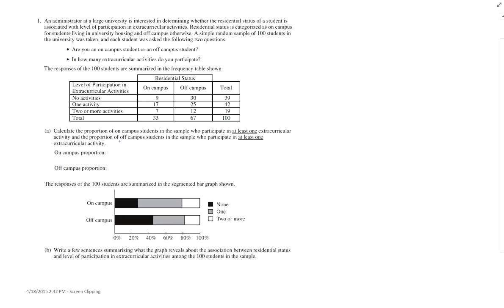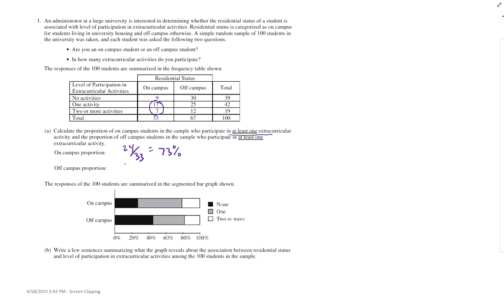Calculate the proportion of on-campus students in the sample who participated in at least one extracurricular activity and the proportion of off-campus students who participated in at least one extracurricular activity. So on campus, at least one is one or more. So that would be 17 plus 7 is 24. And we're only interested in the on-campus people, so it's 24 out of 33 for the on-campus proportion. So that would be 24 divided by 33 is 73%.